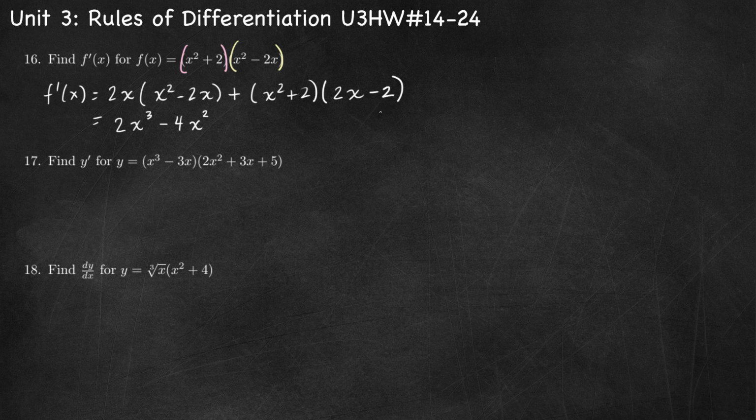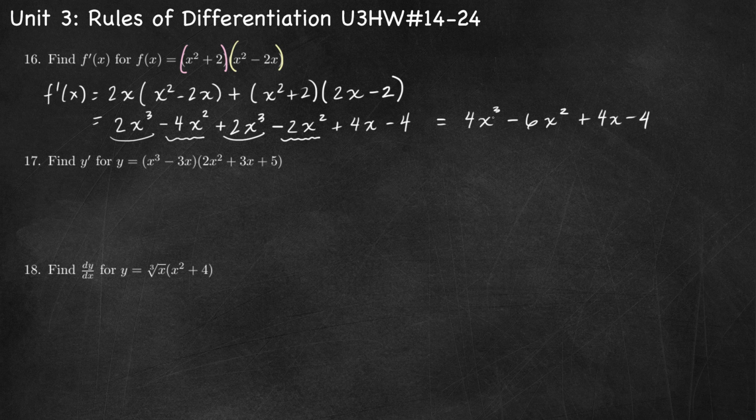And then for this second term, I'm going to need to FOIL that out. So I get 2x cubed, and then the outer product minus 2x squared, inner product plus 4x, and then last times last is minus 4. Combining like terms, so you have a 2x cubed and a 2x cubed, so that's 4x cubed. And then I have a minus 4x squared minus 2x squared, that's minus 6x squared, and then plus 4x minus 4.